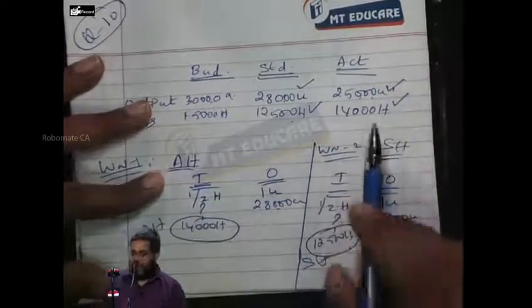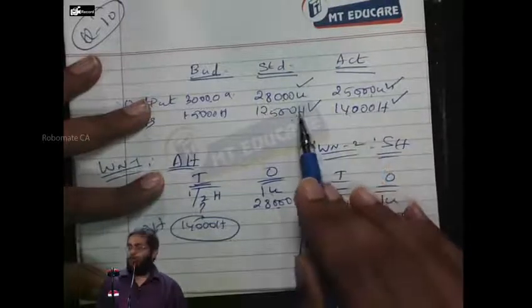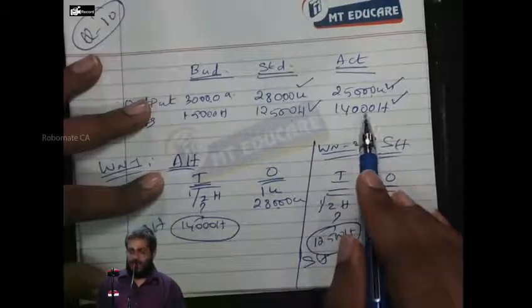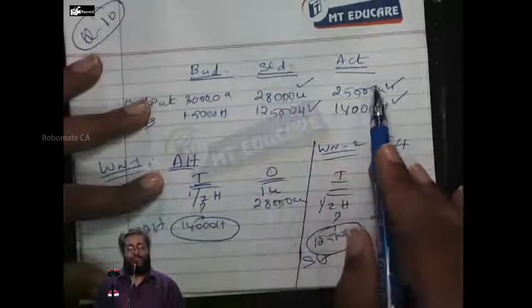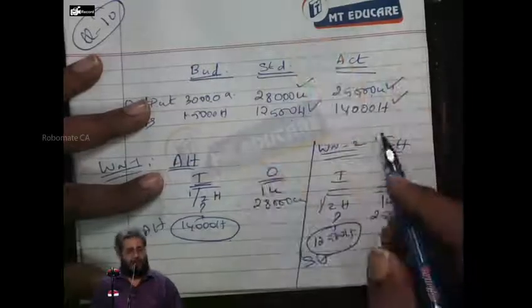Very simple. I worked how many hours? 14,000 hours. And produced how much output? 12,500 output. I worked how many hours? 14,000 hours, in which I should have produced 28,000. I produced only 25,000. He is efficient or inefficient? Inefficient. Easily understandable. Yes or no?